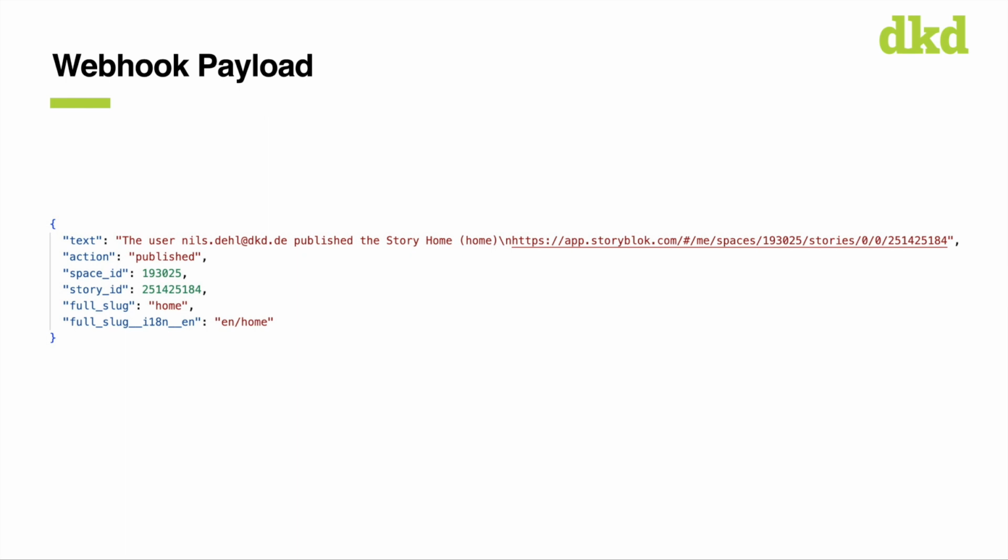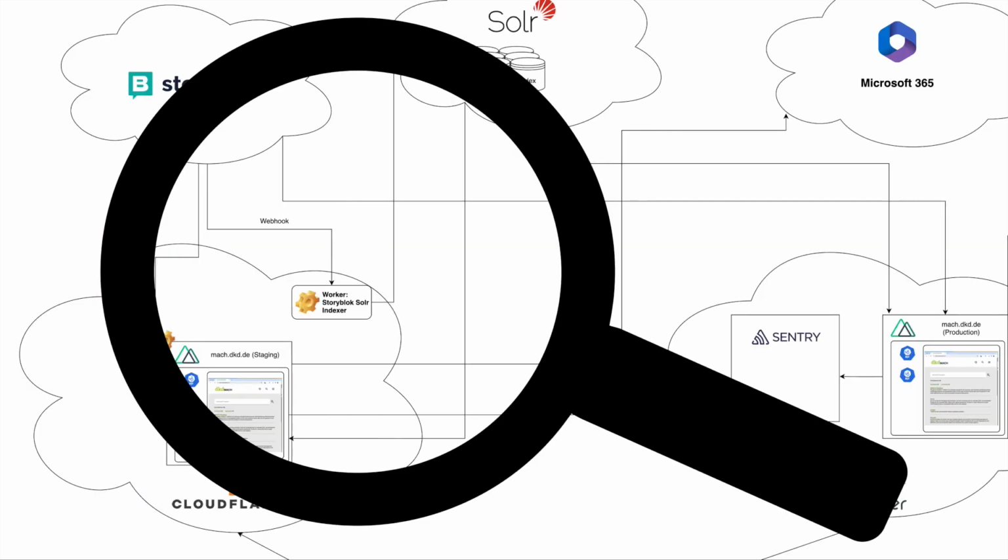If we look into the payload of such a webhook event, this is, for example, sent when the action published happened, with a text: the user Niels Dale published the story home, and the API URL to this story. And also we have the information in our JSON object: space ID, story ID, and the slug of the page which changes. This information is sent to the indexer script on Cloudflare.